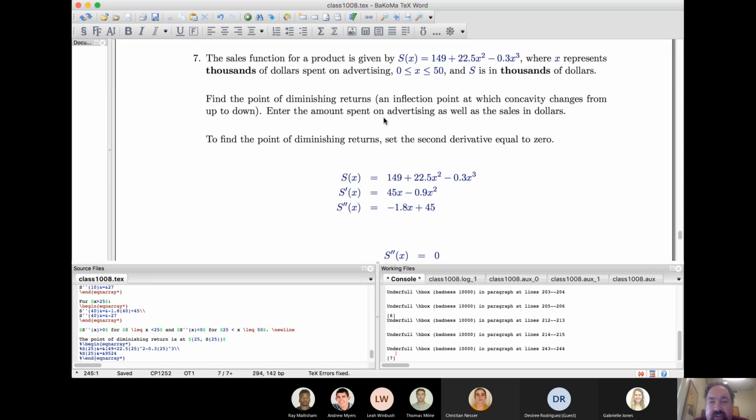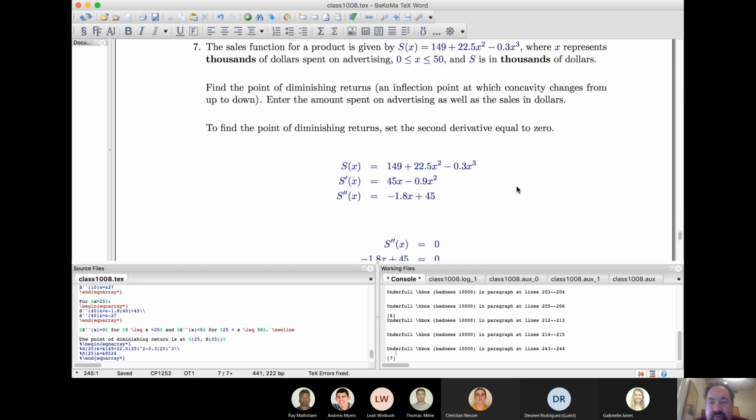The amount spent on advertising, look at how the function is defined. x is thousands of dollars spent on advertising. So $25,000 is that amount spent. And then the sales in dollars. Look at the function: S is in thousands of dollars. So make sure to check your units so that the number you input is the right one.